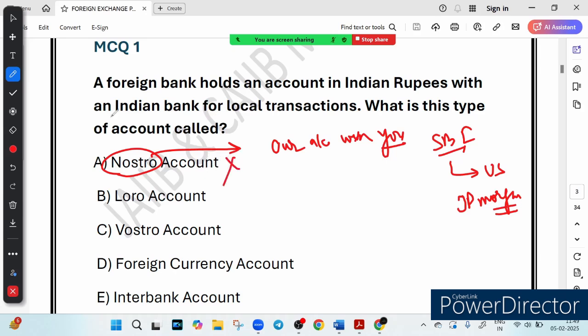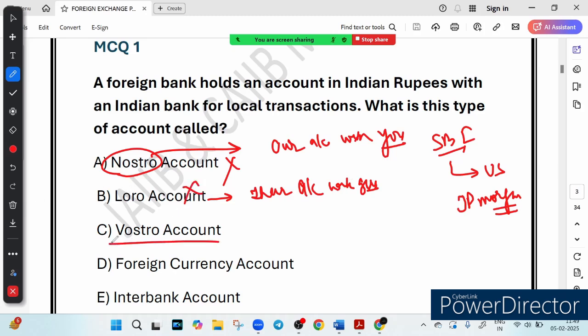Loro account. So Loro means what? Their account with you. Loro means their account with you. Right? So it is used when a bank refers to another bank's account. For example, Bank of Baroda refers to SBI's Nostro account with JP Morgan. Then for BOB it is a Loro account. This is also incorrect because Loro accounts are used by a third bank to refer to another bank's account, which is not the case here.